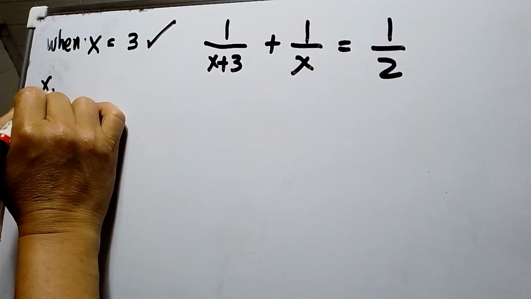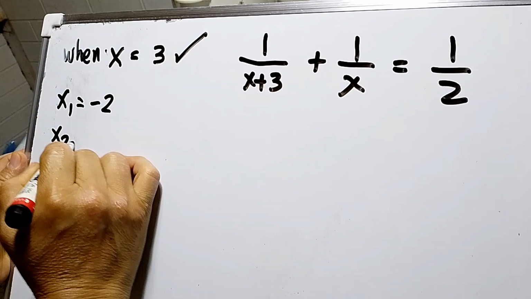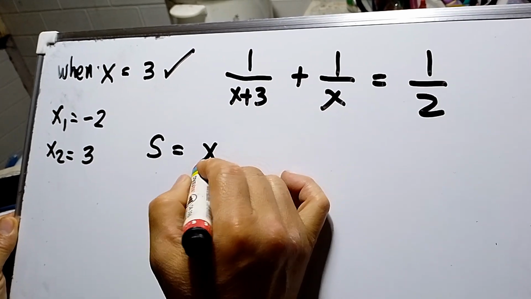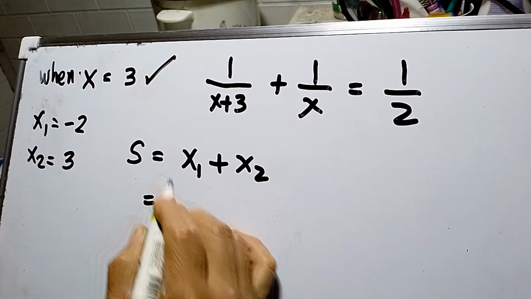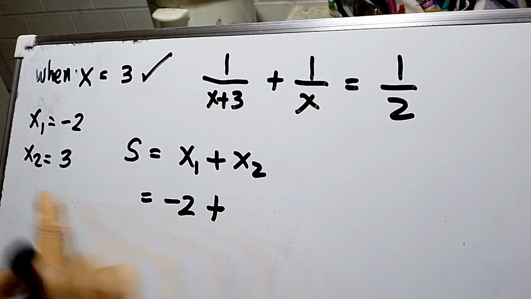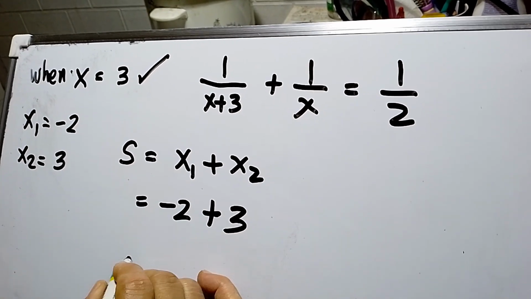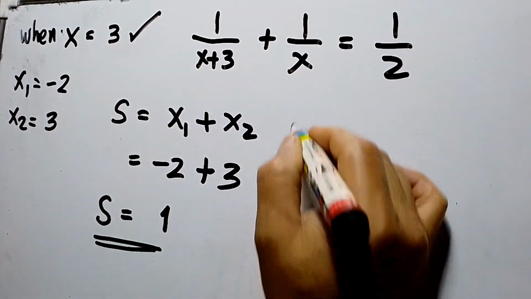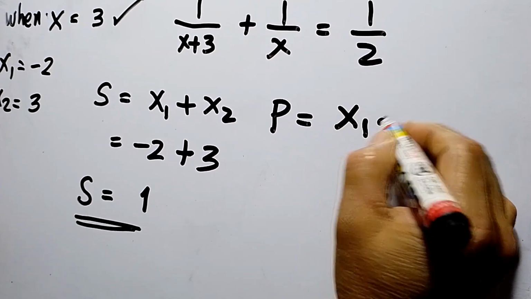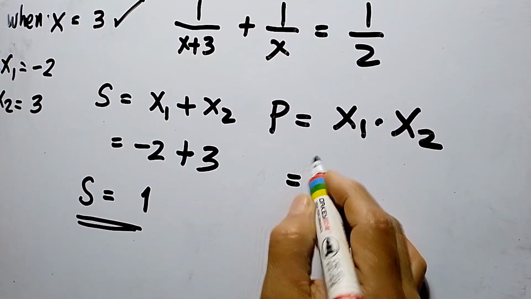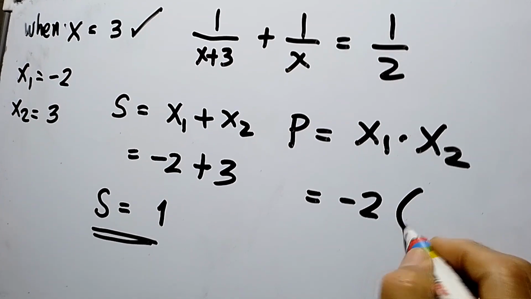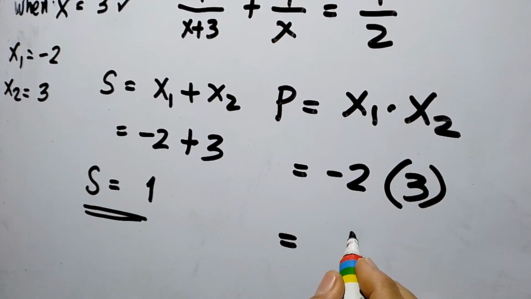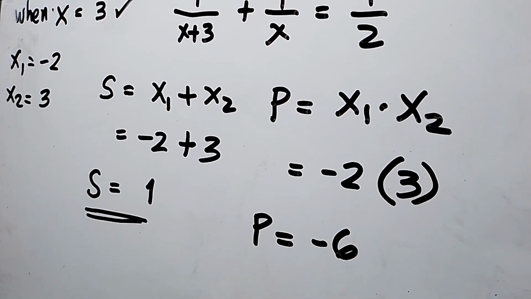So I have x1 is negative 2 and x2 is positive 3. So I need to solve the sum. Formula is x1 plus x2. So x1 is negative 2 and my x2 is 3. So my sum of the roots is equal to positive 1. Then how about the product? Product is x1 times x2. So x1 is negative 2 times x2 is 3. So negative 2 times 3 is negative 6. So that is my product of the roots.